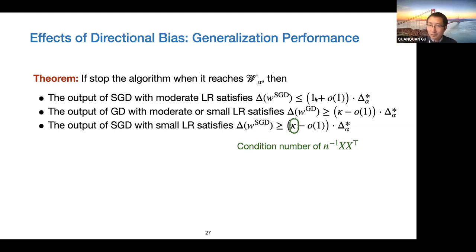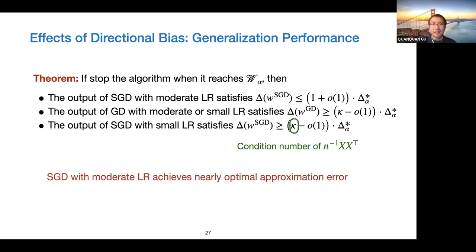So there is a separation between the estimation error of SGD with moderate learning rate and the generalization error of GD with moderate and small learning rate. And for SGD with a small learning rate, the estimation error will be of the same order as the estimation error of GD.